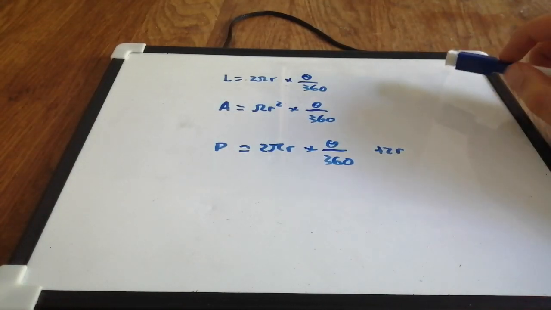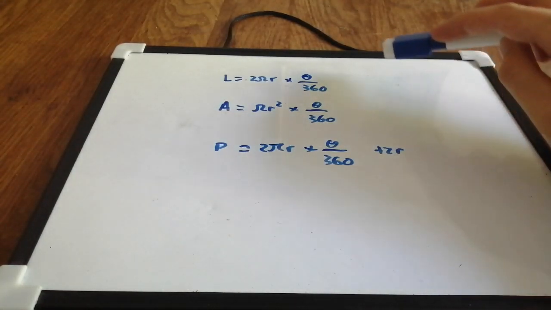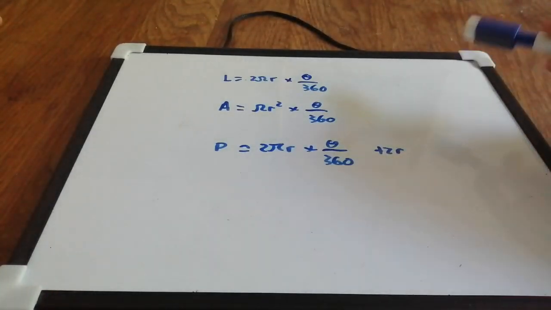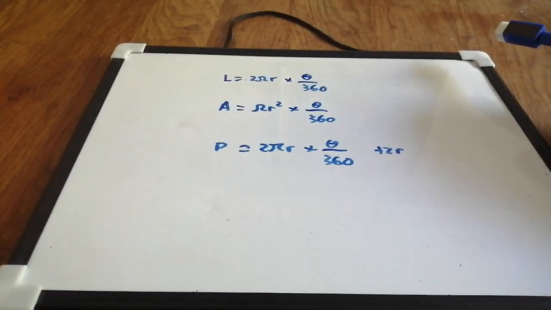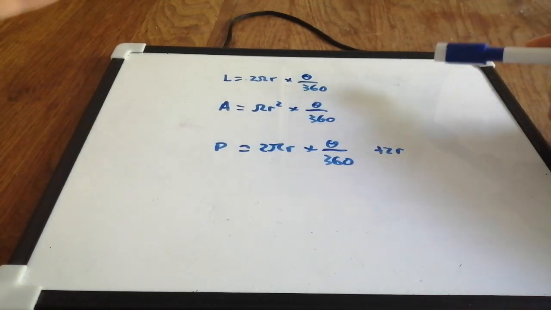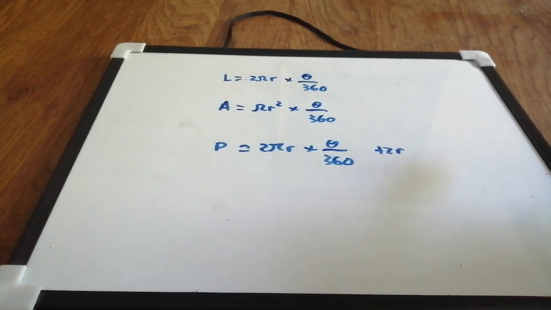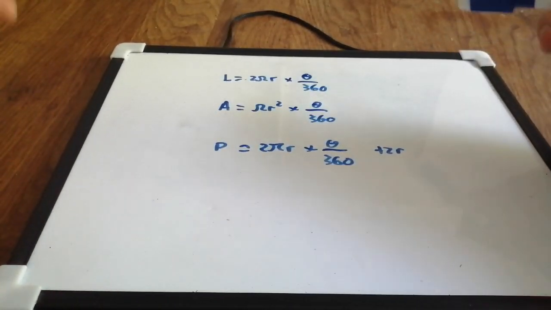At GCSE, you would most likely have encountered these three formulas: the length of an arc, the area of a sector, and the perimeter of an arc. So far, you would have been using these in degrees, where you were given an angle in degrees and asked to find the length, area, or perimeter of an arc or sector. But now that we're switching over to radians, these formulas are going to have to change a little bit.